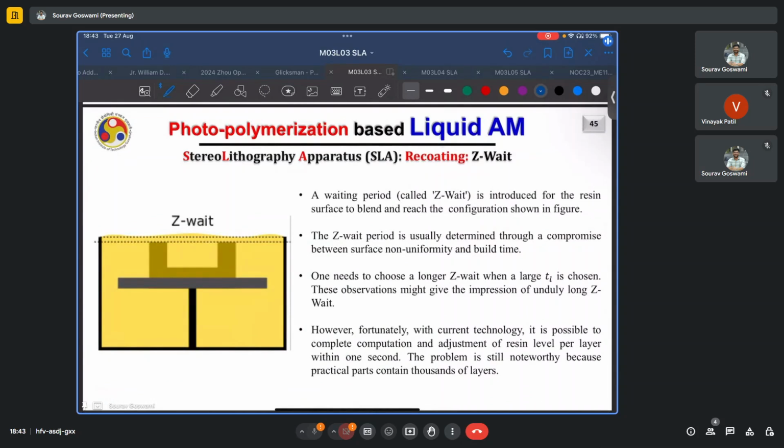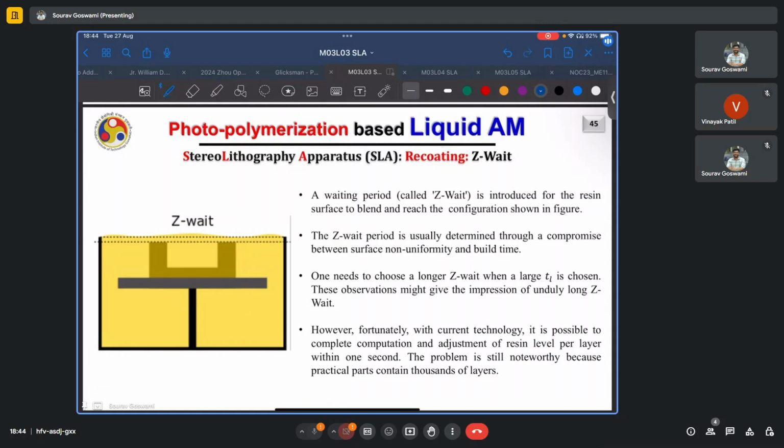This period is called the Z wait, and the waiting period is introduced for the resin surface to blend and reach the configuration as shown in this figure. Now, the wait period is usually determined through a compromise between surface non-uniformity and build time. If build time is not a constraint and your machine availability is not a constraint, you can wait for significant amounts of time to allow the resin to come to a complete standstill before proceeding with curing the next layer. However, that is not really feasible most of the times. So we'll wait for a reasonable amount of time, but not wait for it to die down completely and then proceed with printing or depositing the next layer.